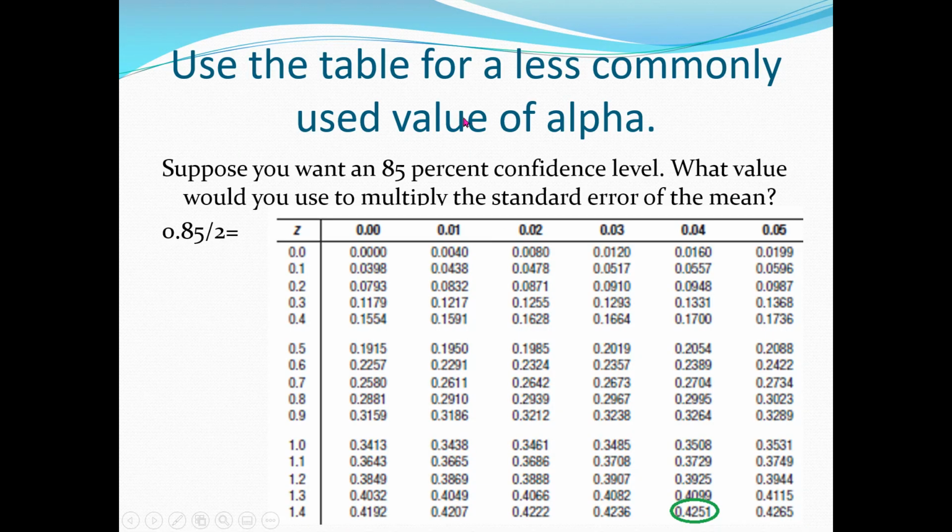Let's say we can also have a different confidence level. Say my confidence level is 85%, then how can I use the z table? Simply divide 0.85 by 2, which gives me 0.425. Against 0.425, the z value is 1.44. So I will use 1.44 as the z value if I have to construct an 85% confidence interval.